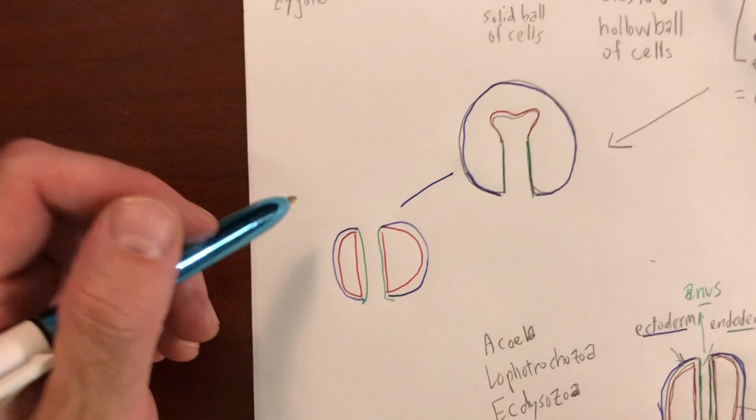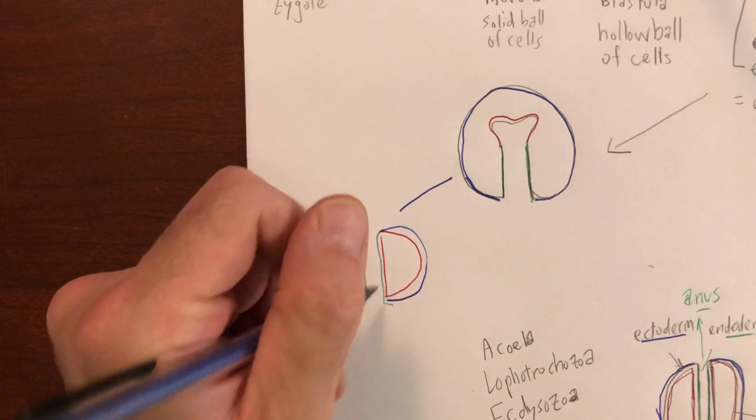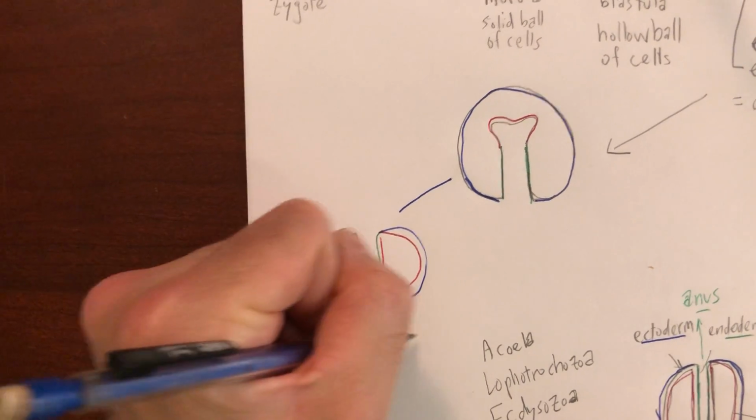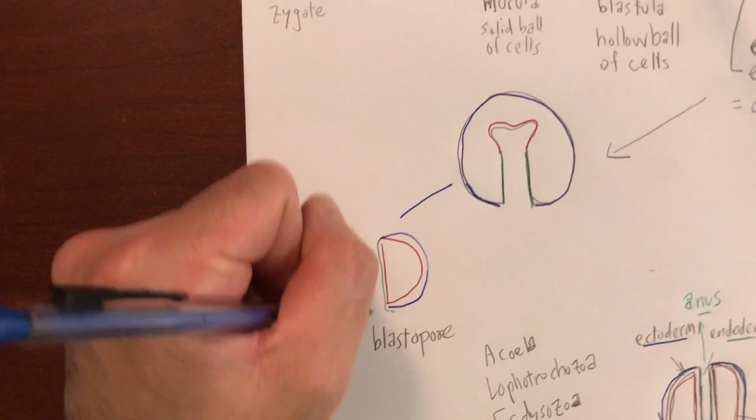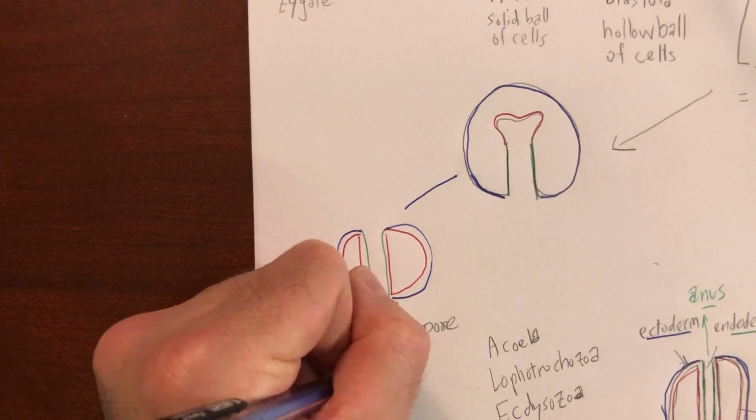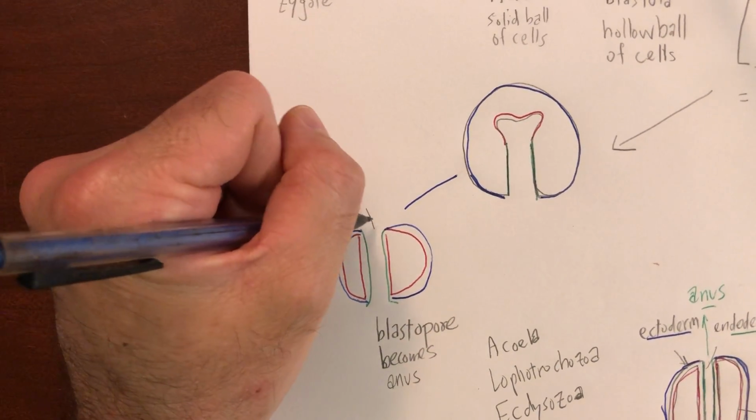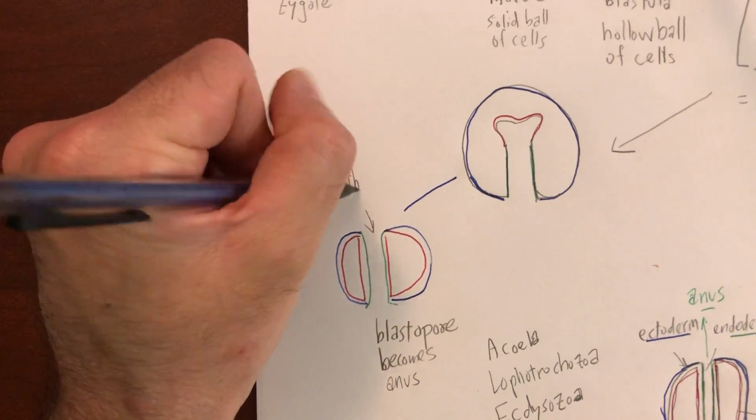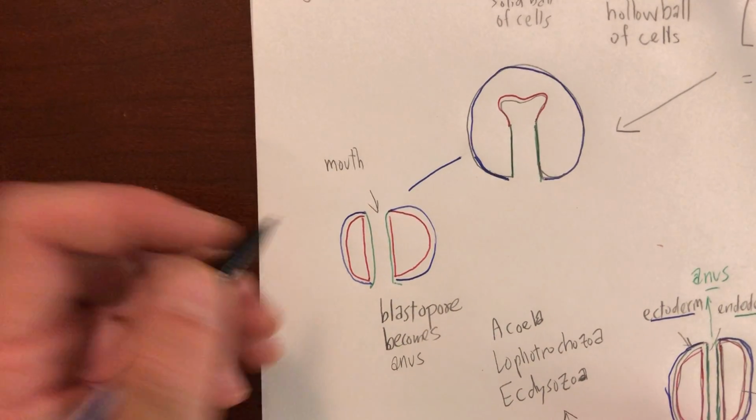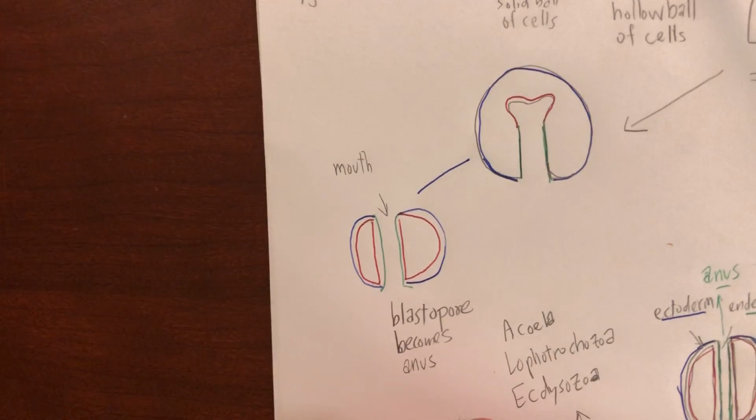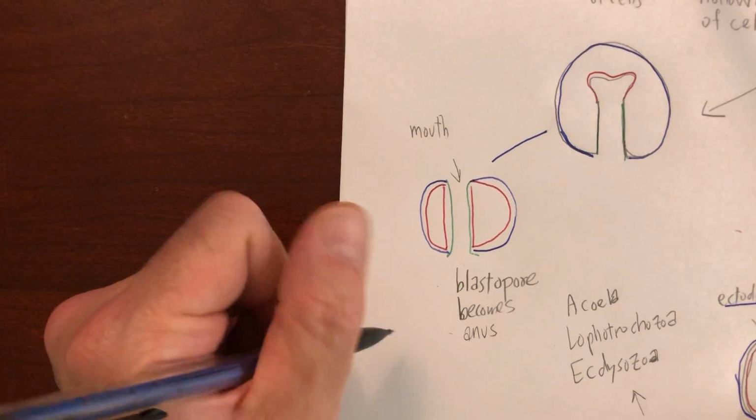Okay. Over here, where the blastopore started down here, it's still there. But in these organisms, guess what? The blastopore is going to become the anus. And this opening up here is going to become the mouth. So we still have a complete gut, a one-way gut with a beginning and an end. But instead of the blastopore becoming the mouth like it did over here, the blastopore is going to become the anus.